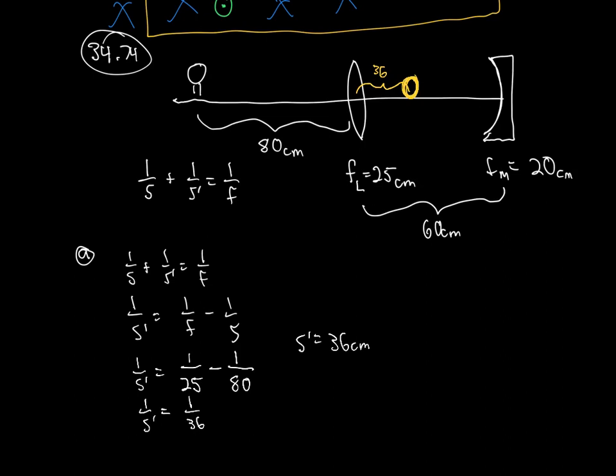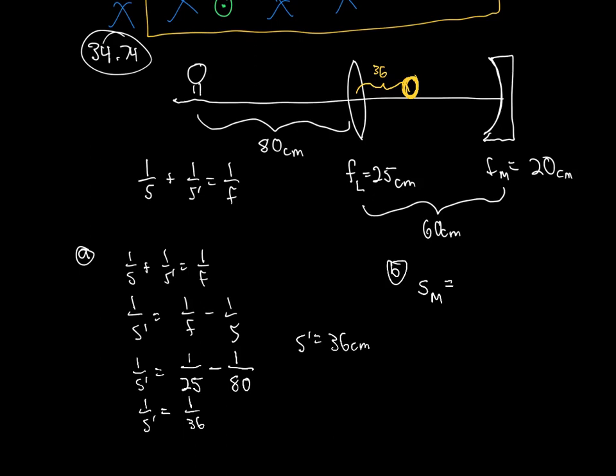And part B. Where does the mirror form an image of the first image? What that is telling you is that the mirror is going to completely ignore this light bulb. It's going to completely ignore this lens. And it assumes that this image is the object for the mirror. So I need to find how far it is from that yellow circle to the mirror. So the object distance for the mirror is equal to how far it is from the mirror to that image. How far is that?